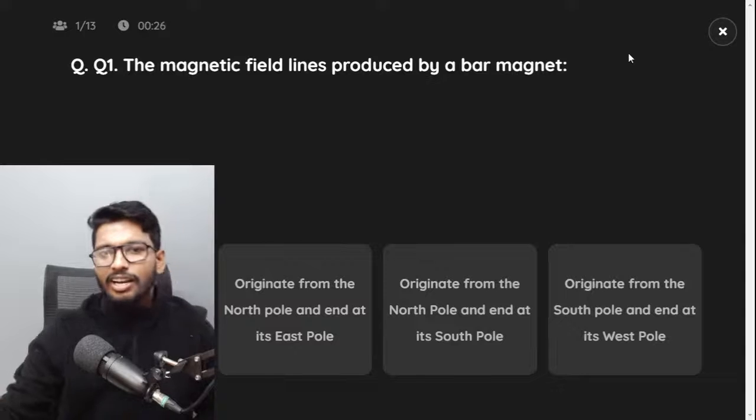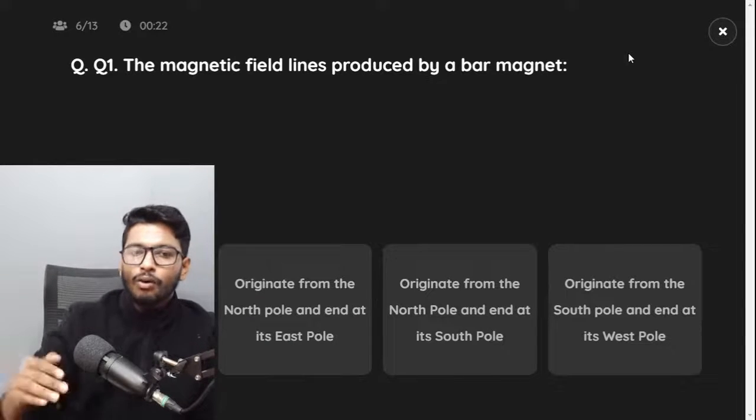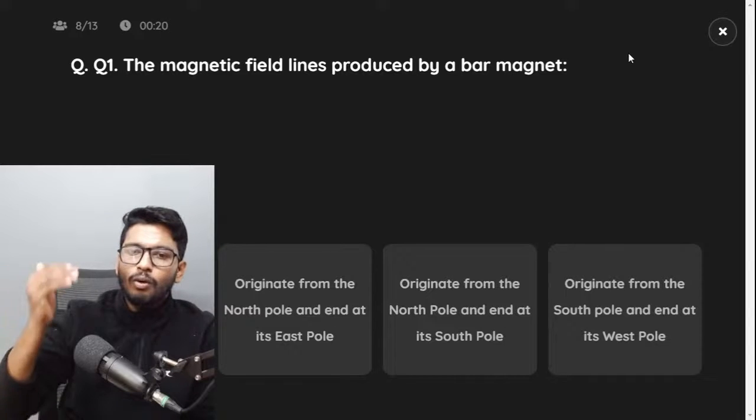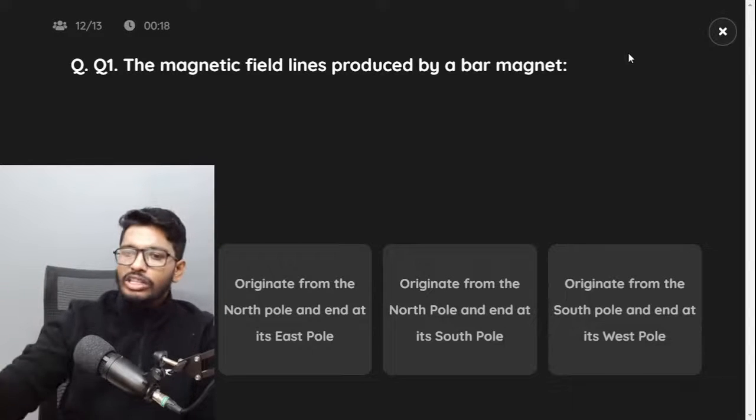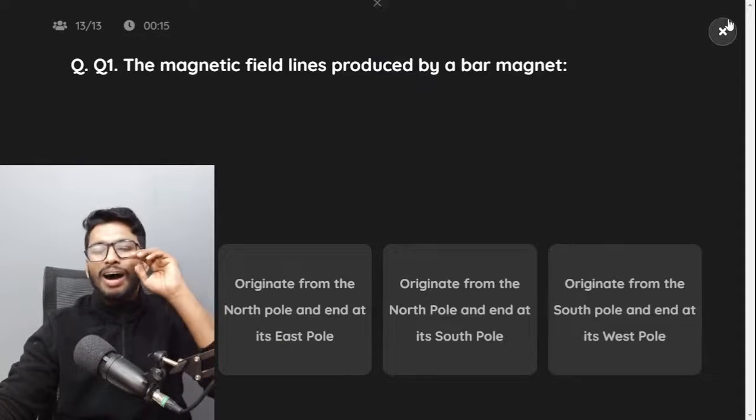The magnetic field lines produced by a bar magnet: originates from the South Pole and ends up in the North Pole, originates from North and ends in the East Pole, originates from North and ends in the South Pole, originates from South and ends in the West Pole. How do the magnetic field lines look around a bar magnet?